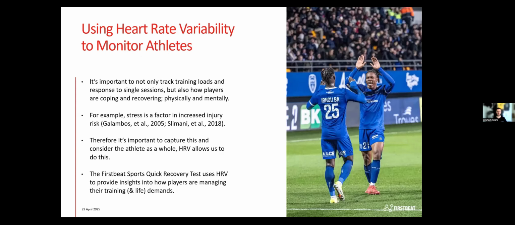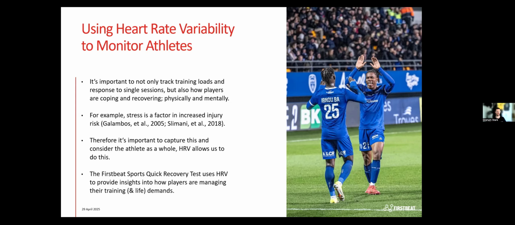And in terms of using it to monitor your athletes, obviously we're all probably monitoring our training loads and the data that comes back from training sessions, but you also need to know how your athletes are responding to that training. Otherwise, you don't know, are they coping with the demands that we're placing upon them, or are they struggling to meet those demands and gradually becoming more and more fatigued over time? So it's really important where you can to get a picture of that, both physically, but also on the mental side as well.